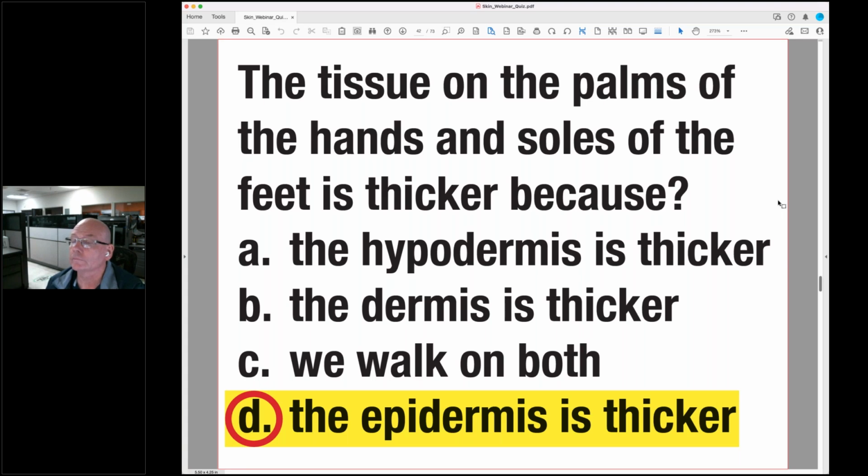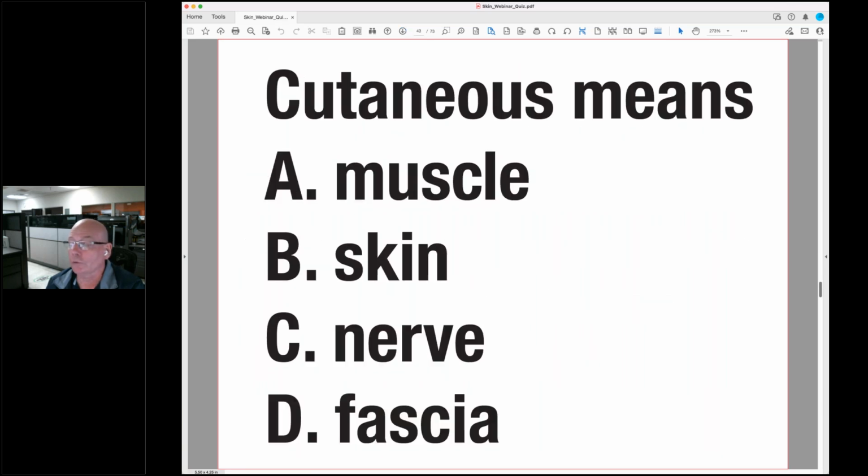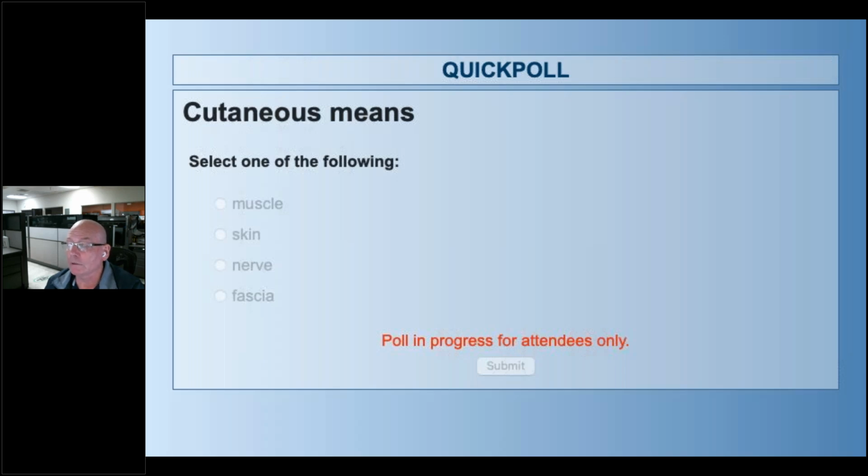Okay. We're good. I'm going to move on. Like I say, let me know if you need more time or you need to go back. Other than that, I'm going to move on. What does cutaneous mean? Does it mean muscle, skin, nerve, or fascia? Okay, I feel good about this one. What does cutaneous mean?